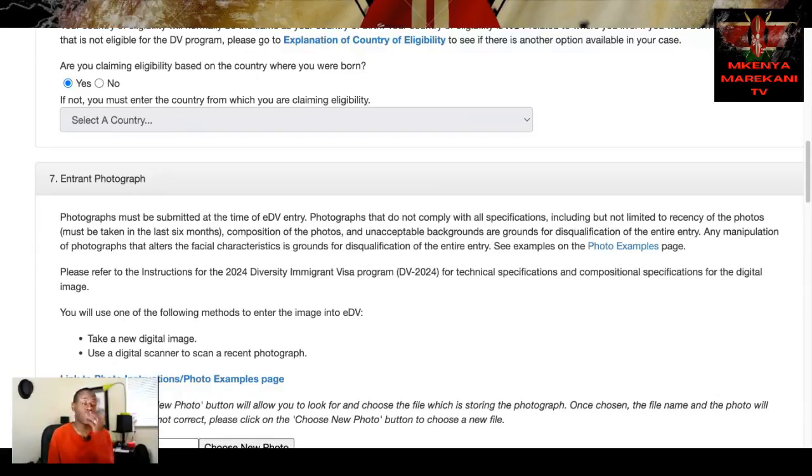Also, anybody who is applying for a green card, even if it's a child, an infant born yesterday, they need a picture. And there are a lot of ways you can take the picture of an infant.